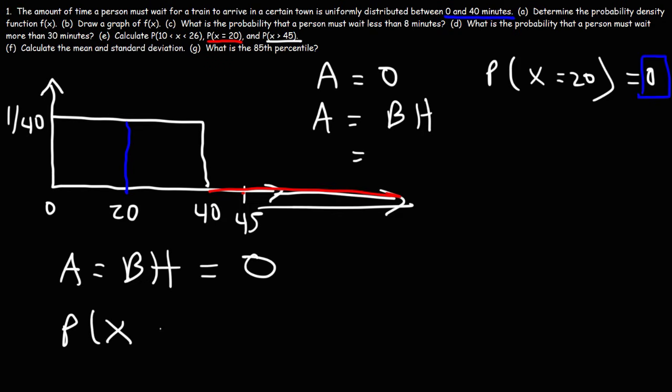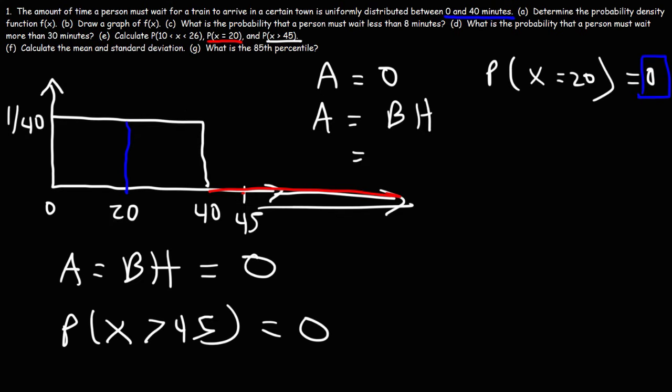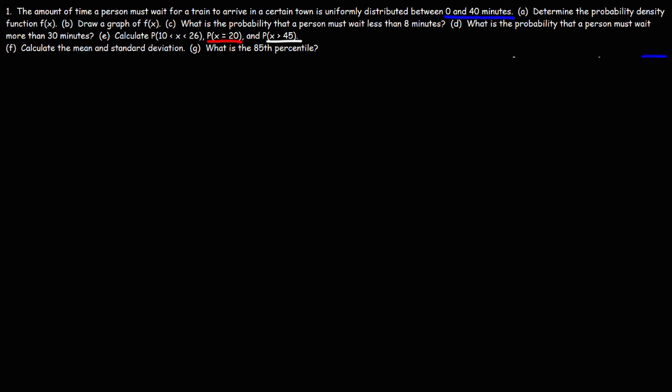Therefore, the probability that x is greater than 45, because it's outside of the range of 0 to 40, is going to be 0. So that's the answer for that one. Now, let's move on to part F. Calculate the mean and the standard deviation.